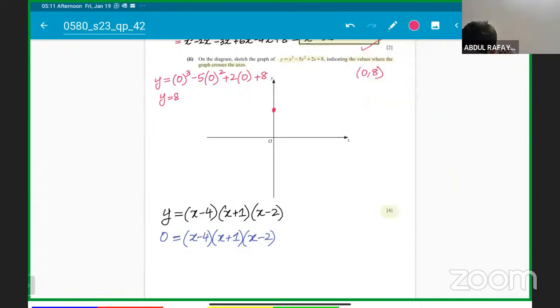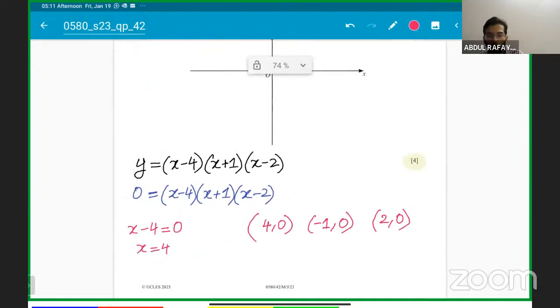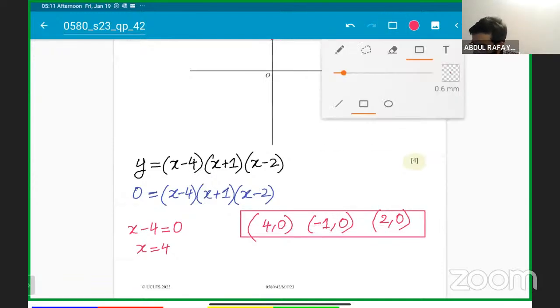So it will be simple. X minus 4 is equals to 0, so x is equals to 4. So there are three solutions: 4 comma 0, minus 1 comma 0, and 2 comma 0. Hope everyone understands how I'm getting it. Minus 1 comma 0, 2 comma 0, and 4 comma 0 are the three solutions. Any doubts, anyone? Let me know.